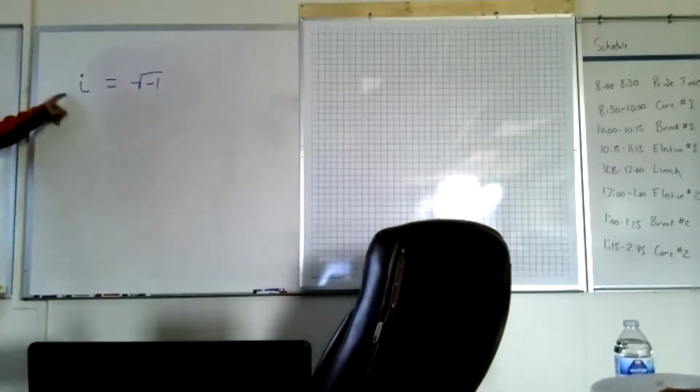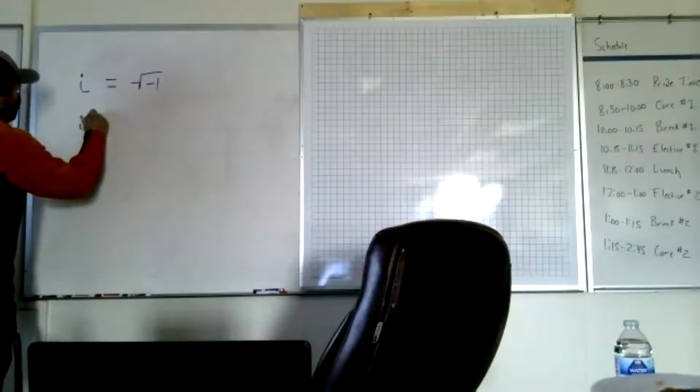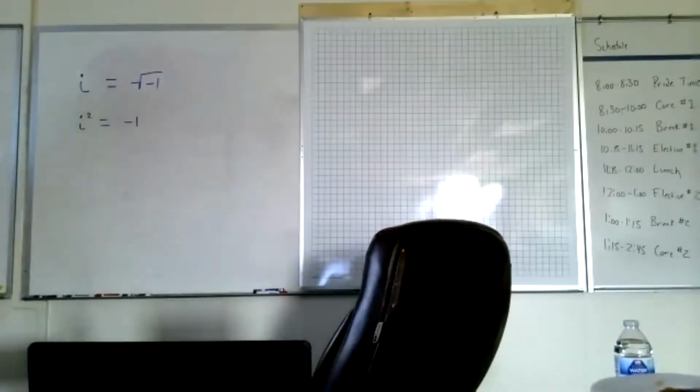So if i is the square root of negative 1, that would mean that i squared is equal to negative 1. Okay, and if we expand on this, so we have i squared, what if we cubed it?